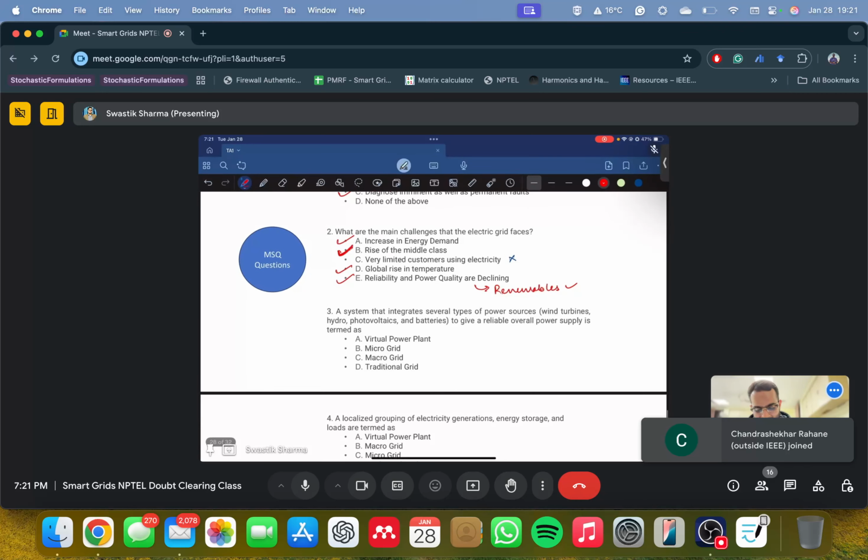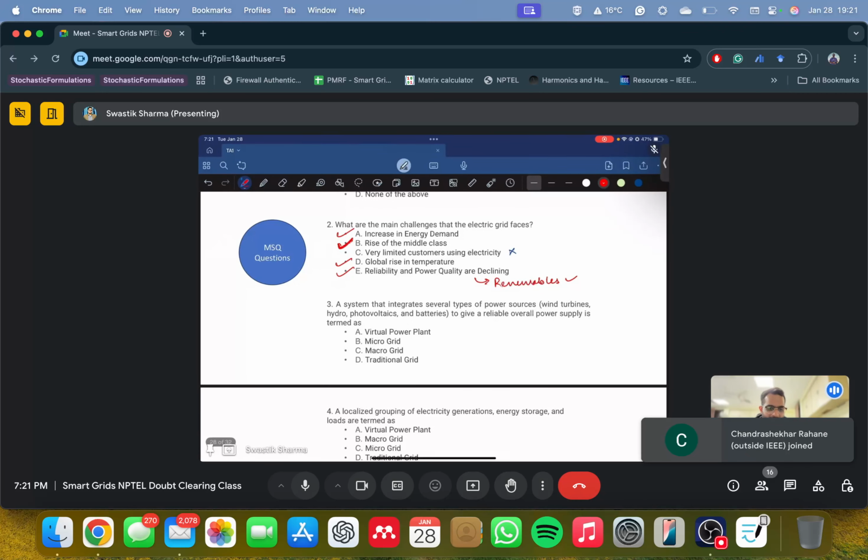So, third question: a system that, at face value, looks very wrong, but I have to discuss what I have to discuss. Third, a system that integrates several types of power sources to give a reliable overall power supply is termed as. This I did not discuss. Microgrid? Okay.